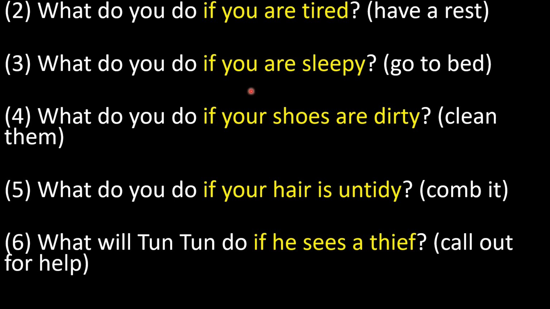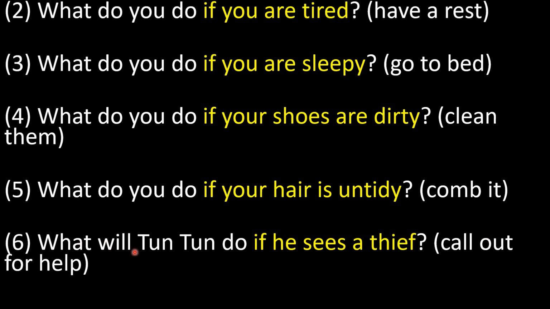What do you do if you are sleepy? Go to bed. If I am sleepy, I will go to bed. What do you do if your shoes are dirty? Clean them. If my shoes are dirty, I will clean them. What do you do if your hair is untidy? Comb it. If my hair is untidy, I will comb it.